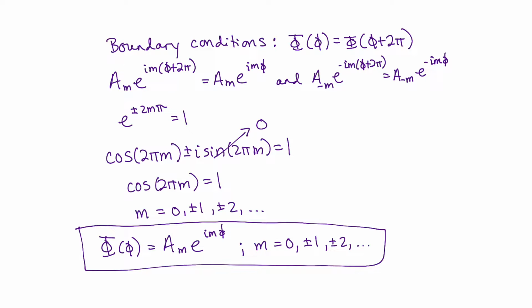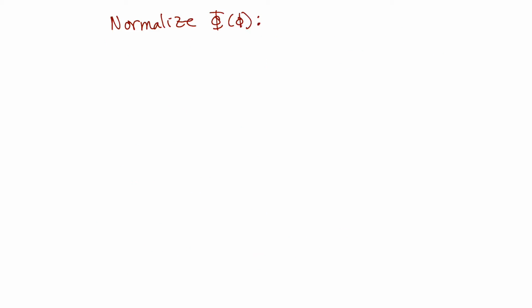So at this point, all that's left to do is to figure out what A is. Remember, A is a normalization constant of some sort, so we want to find out what that is. So we're just going to normalize our wave function just like we always do. We want to take the integral of our function's complex conjugate times our wave function again. Here our differential volume element is d phi. We want to set that equal to 1.